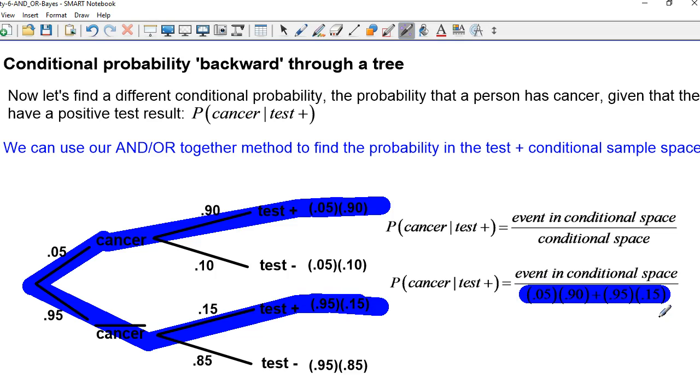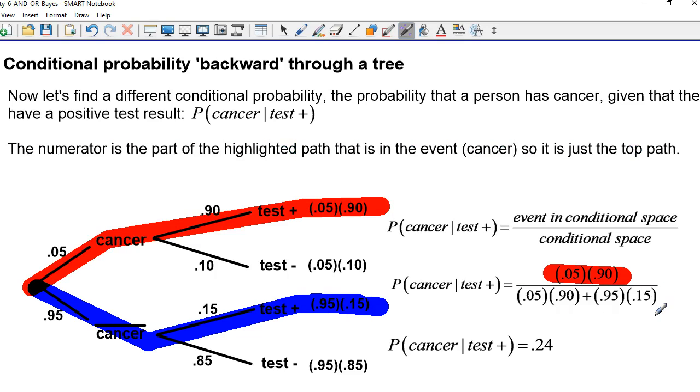So we either need to represent the conditional sample space with some sort of a count or with some sort of a probability. And then as long as we use probabilities and stick with probabilities, we're fine. So this blue over here is the calculation for the probability of being in the conditional sample space, that portion of the tree.